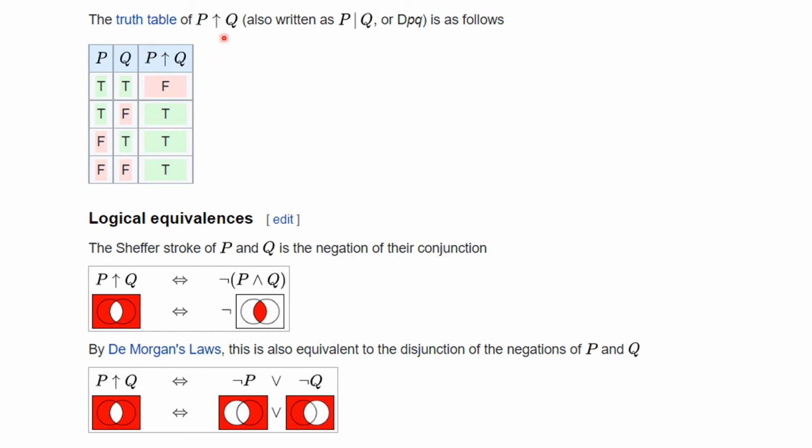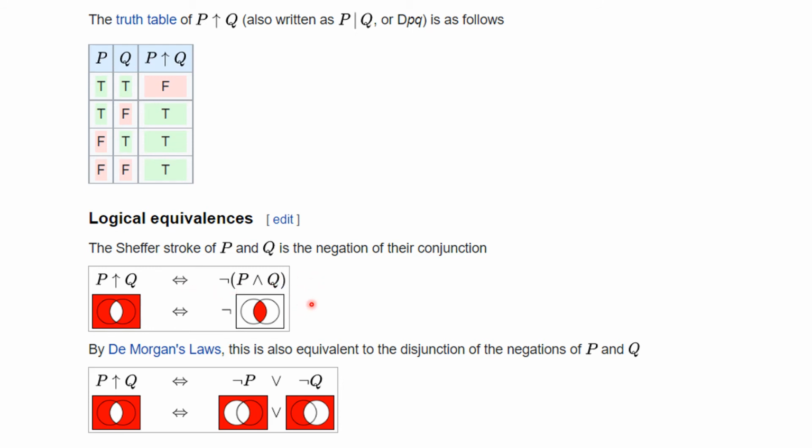And this is a truth table for an operation that looks like this. It is P, you have the arrow going up into the air, Q, and that is called a Sheffer Stroke. And here's the truth table for it. And you can see this is the same truth table we had previously for the NAND gate. The Sheffer Stroke of P and Q is the negation of their conjunction. That means that this is logically equivalent, this if and only if this. That's the negation of P and Q.